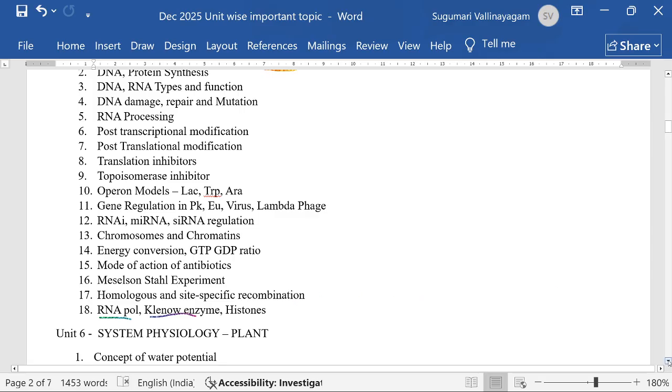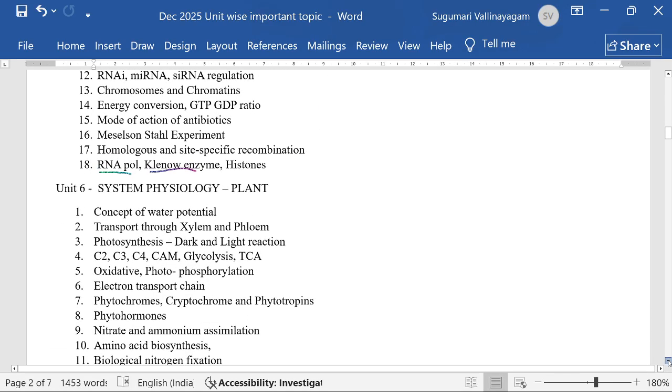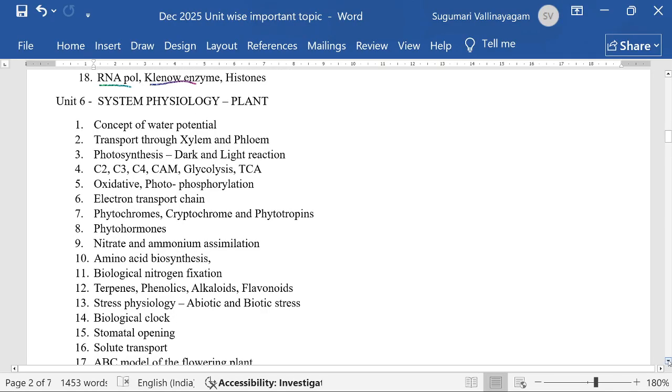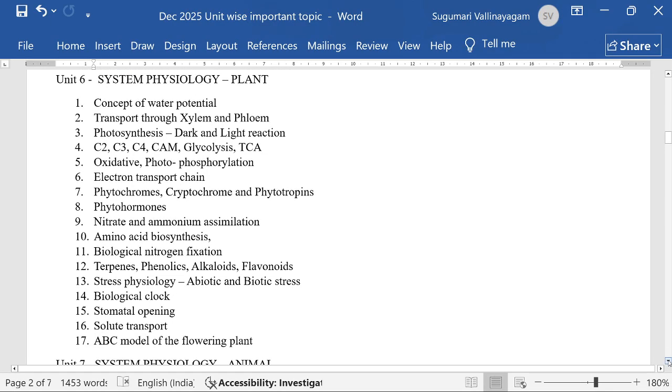Next, plant physiology. In plant physiology there are some important topics, because it is very short and you can easily score more marks. First is the water potential concept and how xylem and phloem act. Next, photosynthesis in dark and light conditions, the C3, C4, CAM pathways, glycolysis, TCA and all, are very important. All pathways you should study. And the electron transport chain, phytochromes, cryptochromes, everything is important.